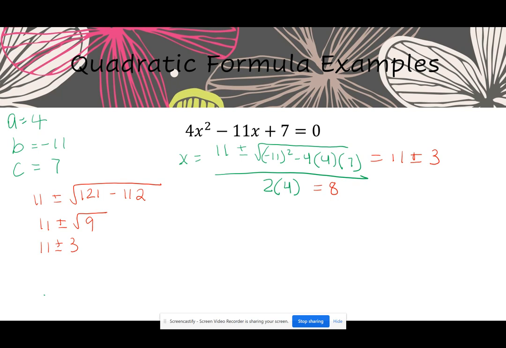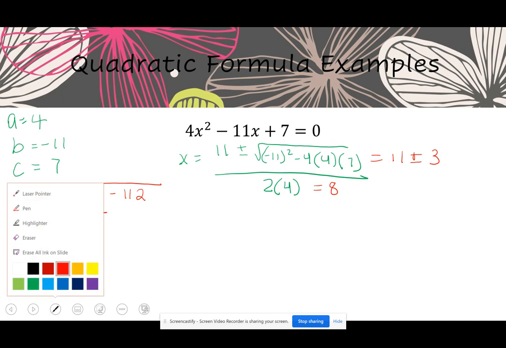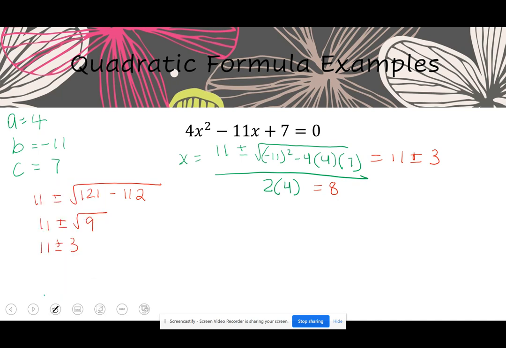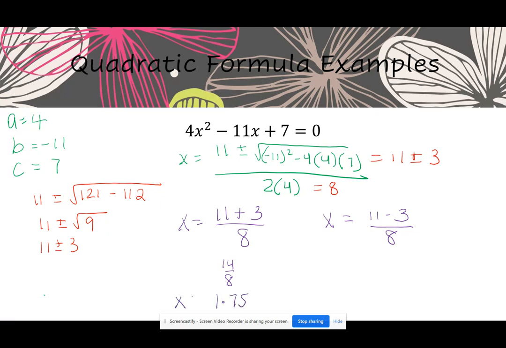They're not always going to be perfect squares, so I am going to have you find the square root as a decimal and round to 2 decimal places. But for right now, we have 11 plus 3 divided by 8, and 11 minus 3 divided by 8. You have to make sure to include that plus or minus. So 11 plus 3 is 14 over 8, which is 1.75. And we have 8 divided by 8, which is 1. So our final answer is 1.75 and 1.